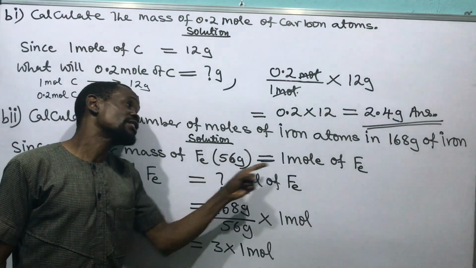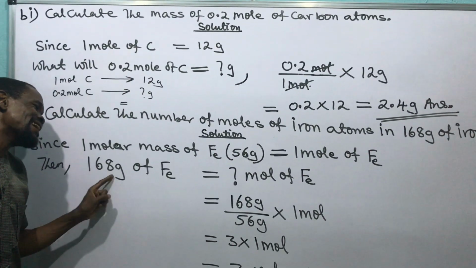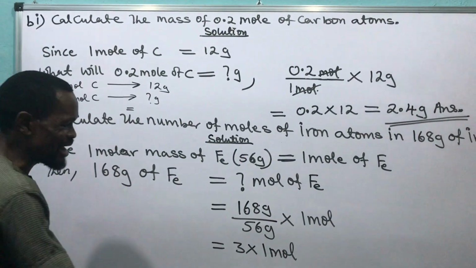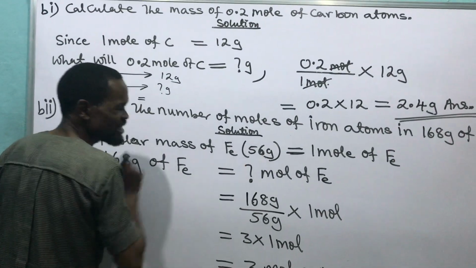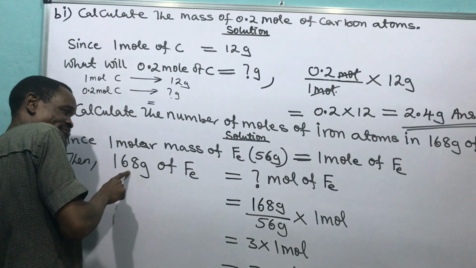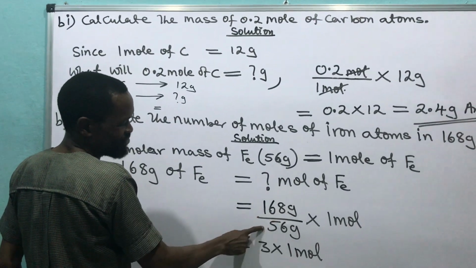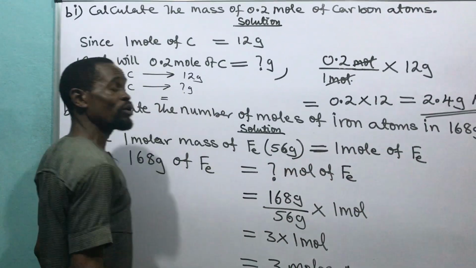Iron, which is 56, will give me 1 mole. Then 168 grams of iron will give me how many moles? 56 is my reference point. It will now divide my comparing value, so 168 grams divided by 56 grams times 1 mole, which is my reference value.